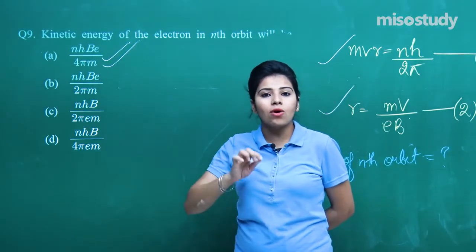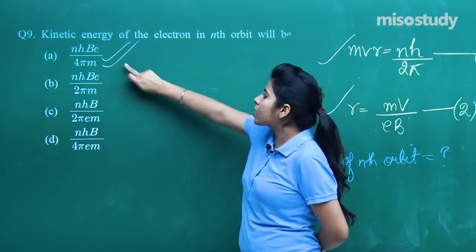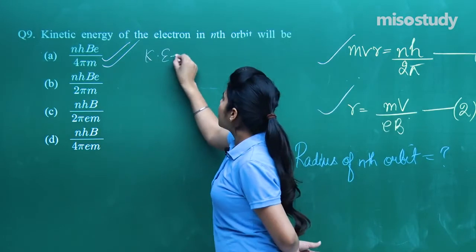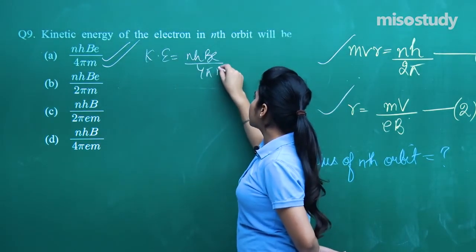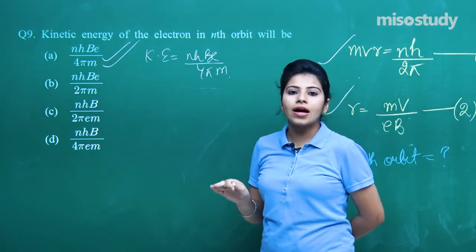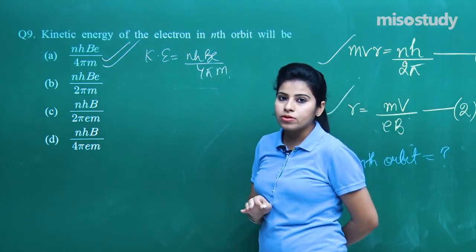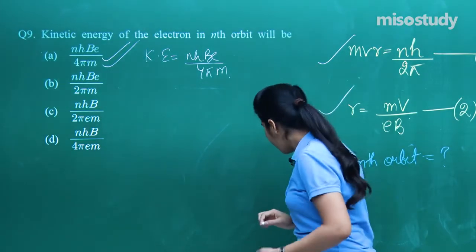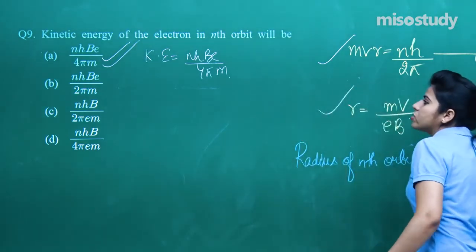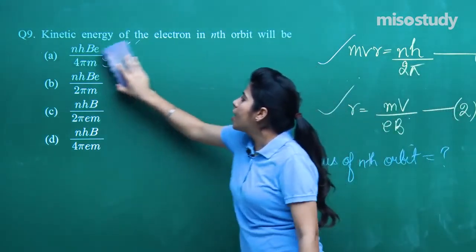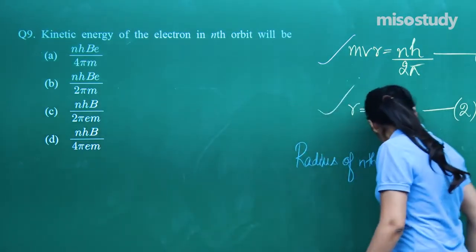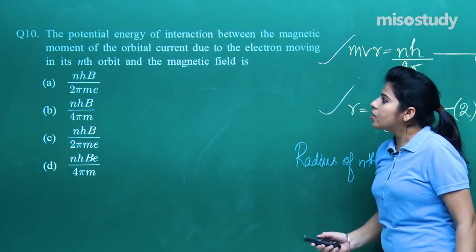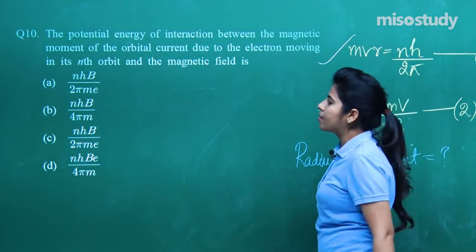We also have reached the kinetic energy as nheB upon 4 pi m. Right? So this is the correct answer for this question. Now let us move towards the next question, question number 10 and the last question for the session. Now just see what question number 10 is.